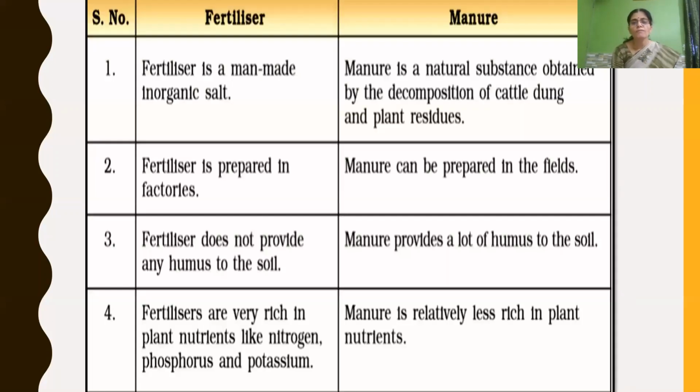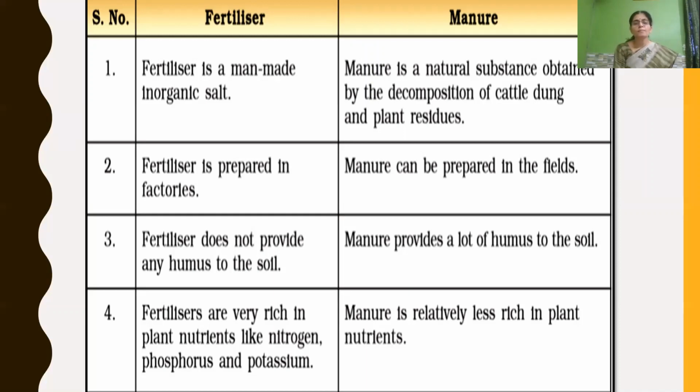Now we will be discussing the differences between fertilizer and manure. We know that fertilizer is a chemical substance, a man-made inorganic salt, and manure is a natural substance obtained by the decomposition of cattle dung or animal waste and plant waste or plant residues.